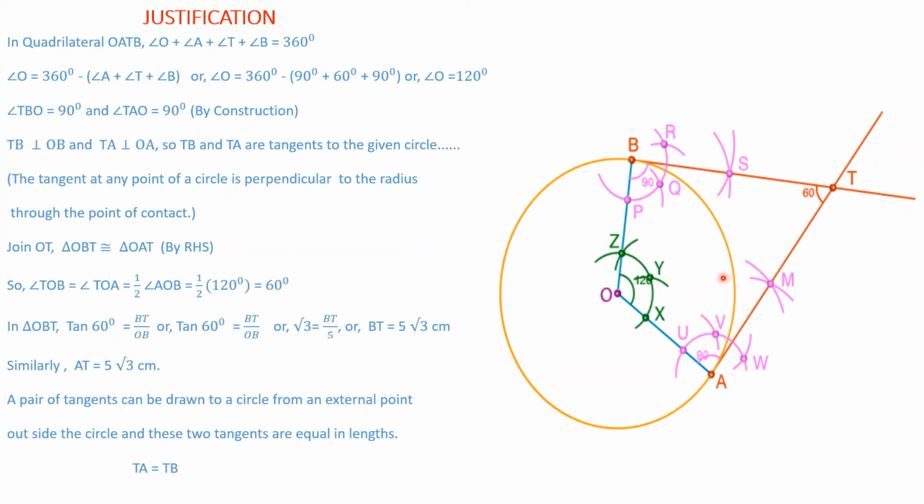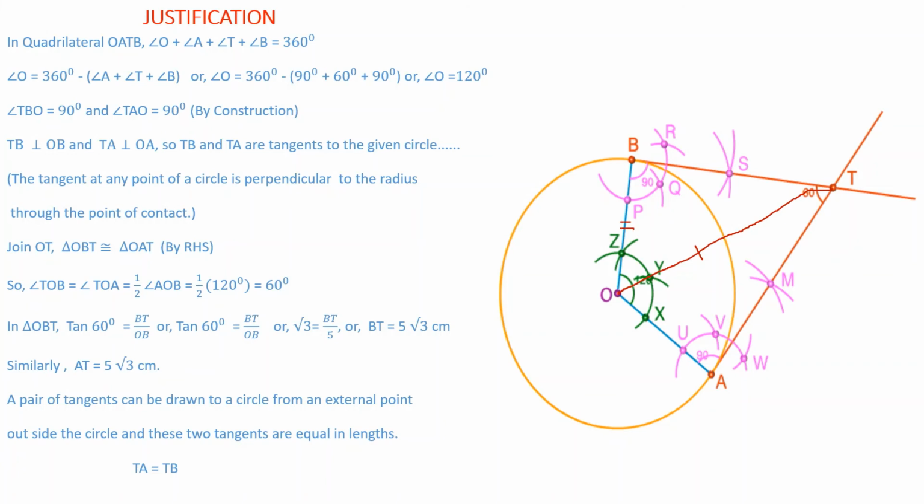Now see, now join OT. So the quadrilateral is divided into two triangles, this and this. Now we check triangle BOT and triangle OAT. Now OT is equal to OT, that is the hypotenuse, because this is 90 degrees, and the opposite side of 90 degrees is the hypotenuse. So this is common, both are equal.